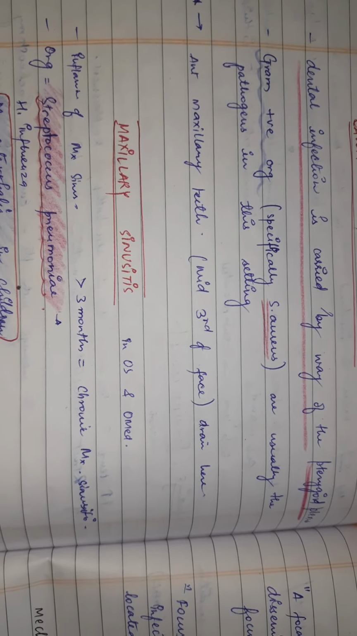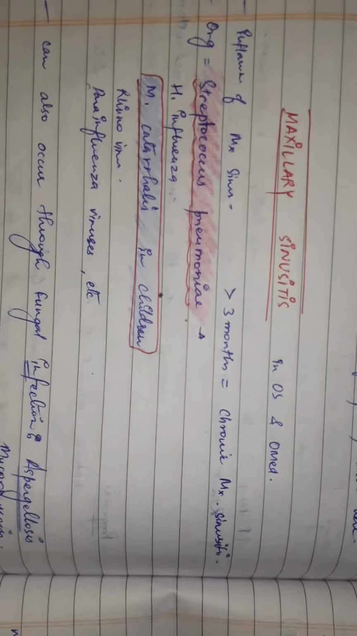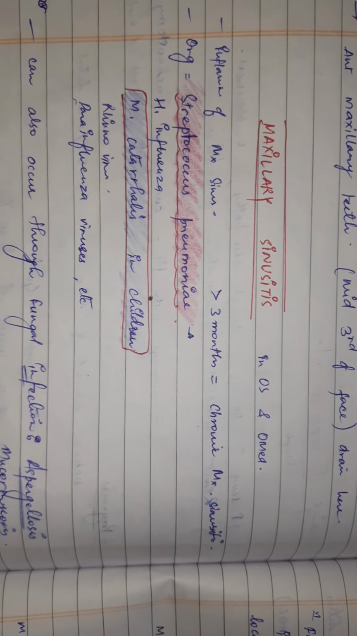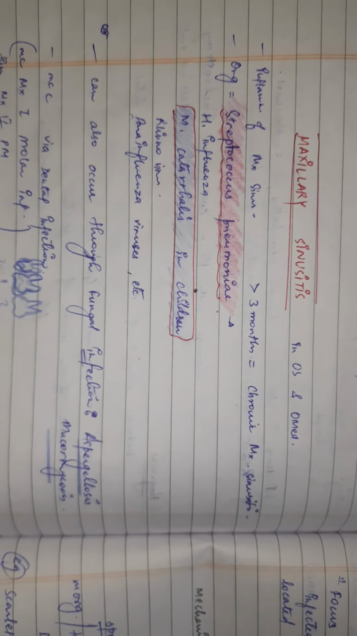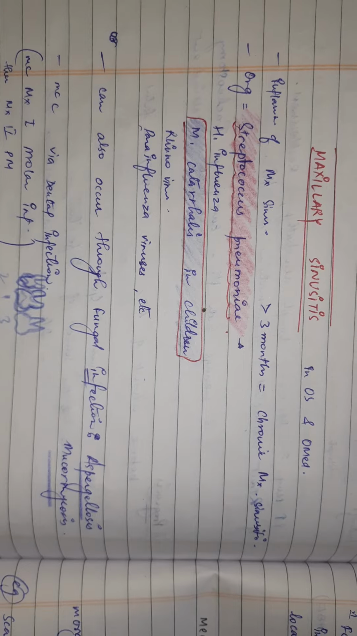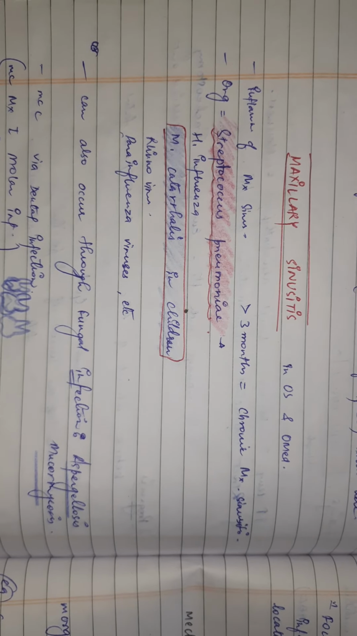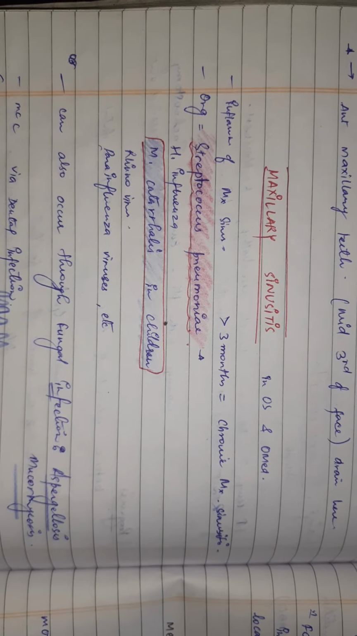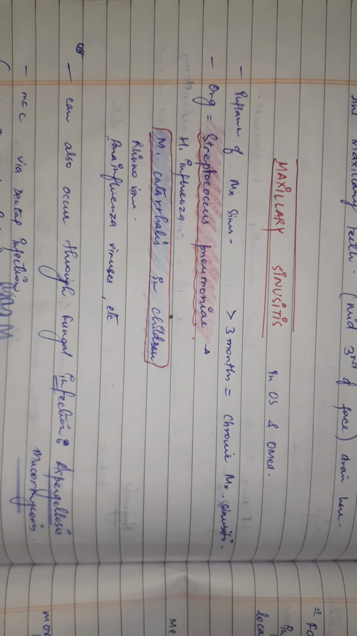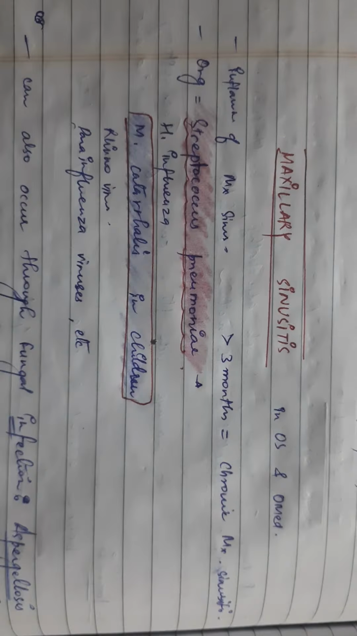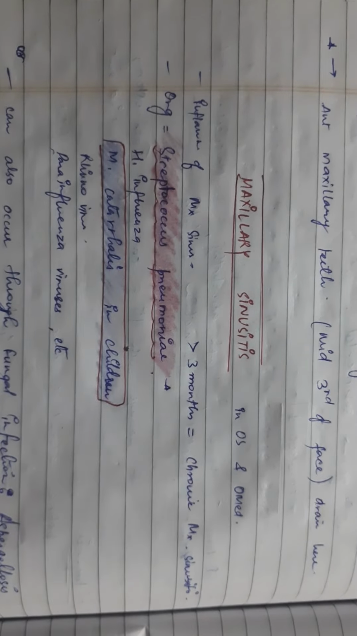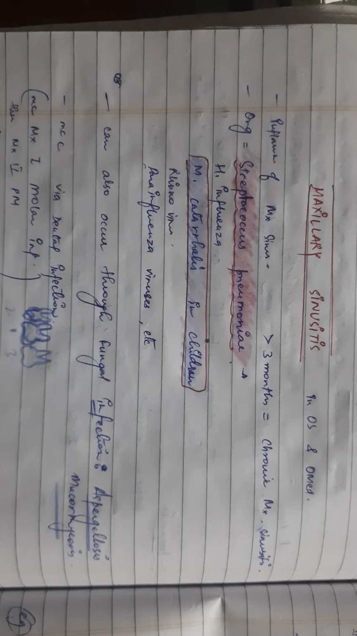Okay, now maxillary sinusitis, the next disease. In OS and oral medicine, we will also study it in detail. Inflammation of the maxillary sinus, if it lasts more than 3 months, is called chronic maxillary sinusitis.